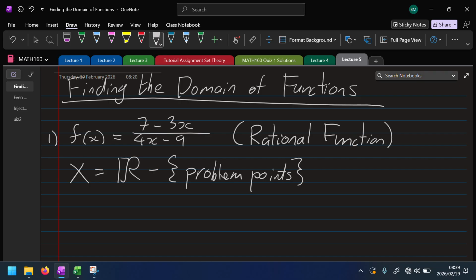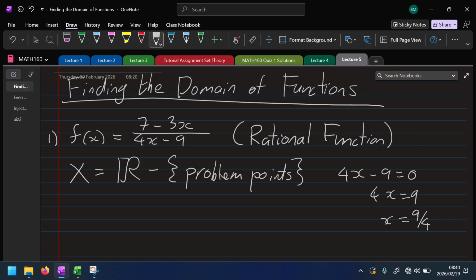In this case, we have 1 point that causes us issues, and that's where the denominator is 0, right? If you divide by 0, it's problems, which means the function is not defined there, so we need to remove it from the domain. That bottom part is 0 when 4x minus 9 is equal to 0. We can do a little side calculation if you need to. 4x minus 9 is 0. 4x is 9. x is 9 over 4. Okay, so we know where the problem is. It's at this point over here.